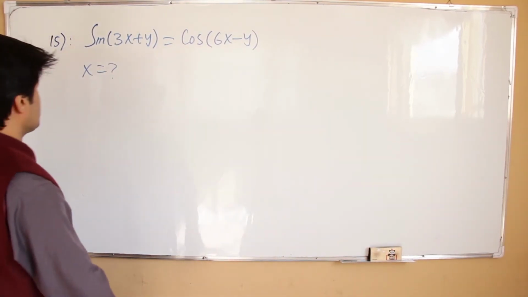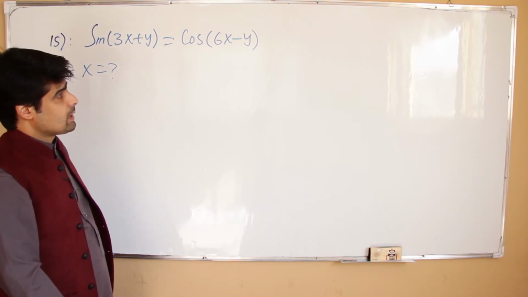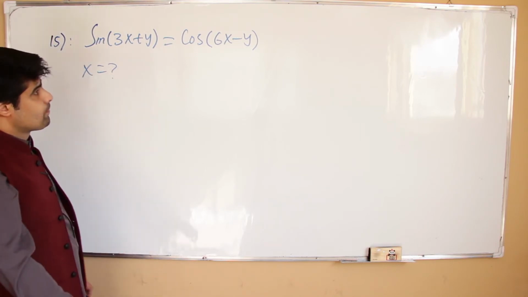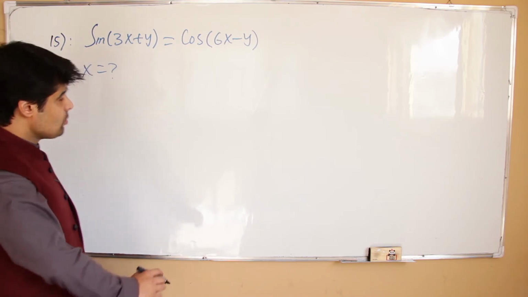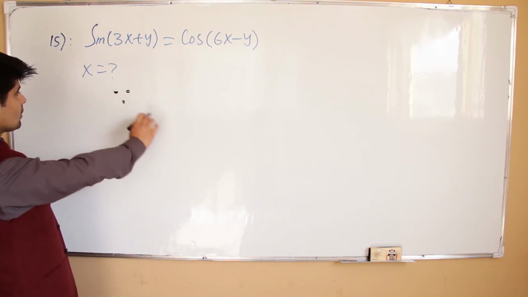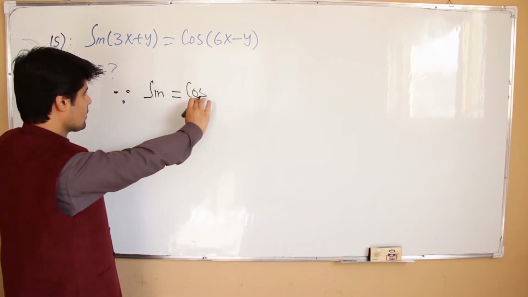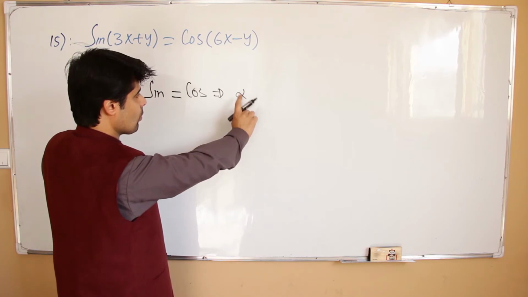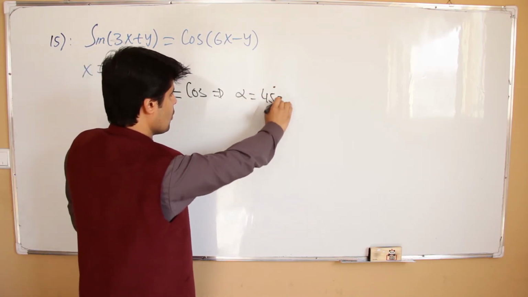Question 15. Sine (3x plus y) is equal to cosine (6x minus 1). Now, what is x? By the way, how can we find the solution? One thing you know is that sine is equal to cosine in which degree? When 45 or pi by 4.